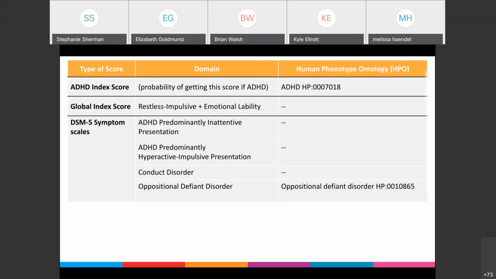When I looked at the symptom scales, at this point, there's no HPO term that begins to go to a more granular level of asking, is it just ADD or is it ADHD? And there's nothing for conduct disorder, but there is a term for oppositional defiant disorder. So which way to go, whether we add these types of terms and would they make sense in terms of actually, would that help us identify genes specific to one or the other? And there's a large ADHD consortium that has started to answer that question. Next slide, please.